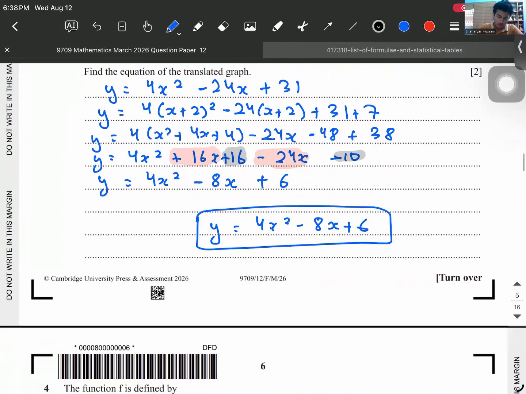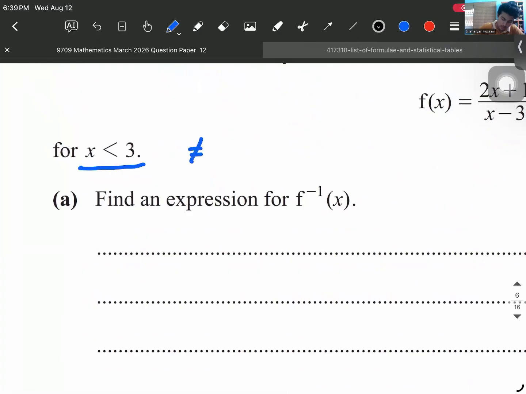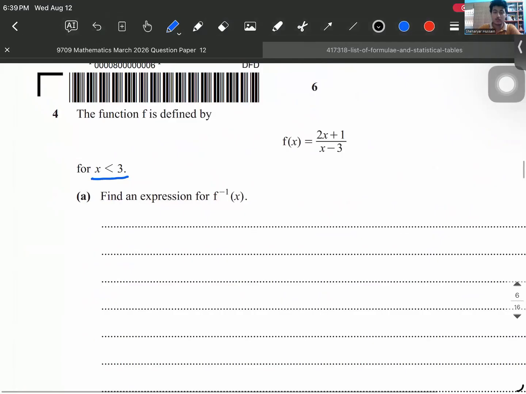Okay. Now, moving on to question number 4. The function f is defined by f of x equals 2x plus 1 over x minus 3, and they've given us the domain, and as you can see, there is no equals sign, so x is not equal to 3. They want us to find an expression for f inverse of x.